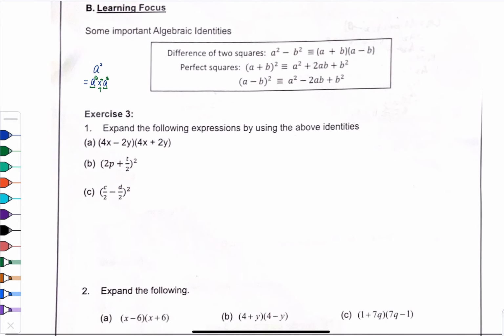So how do I do the question? When the question especially says to use the above identities, that means you need to use this method. There are other methods to do it, of course, but we want to use this method.